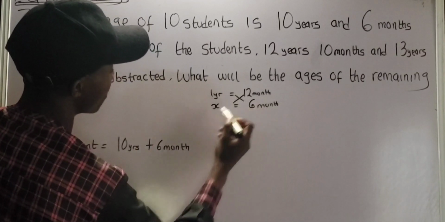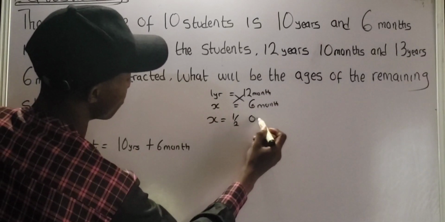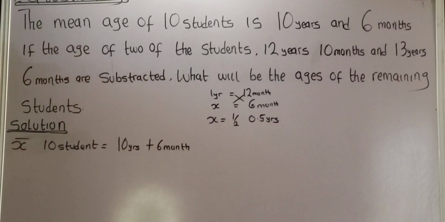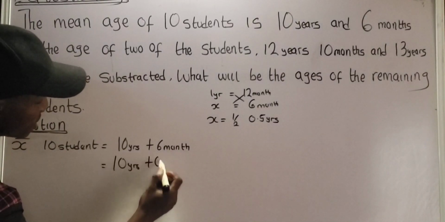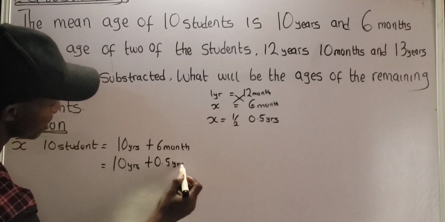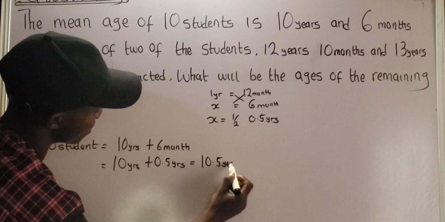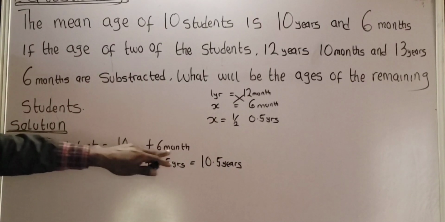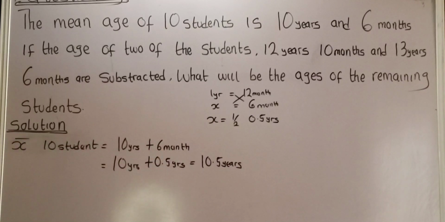If you cross multiply, we are going to have X equals 1 over 2, which is 0.5 years. So 6 months is 0.5 years. So I'm going to have 10 years plus 0.5 years, which is 10.5 years. You understand? So I have converted these 10 years and 6 months into only years, which is 10.5 years.